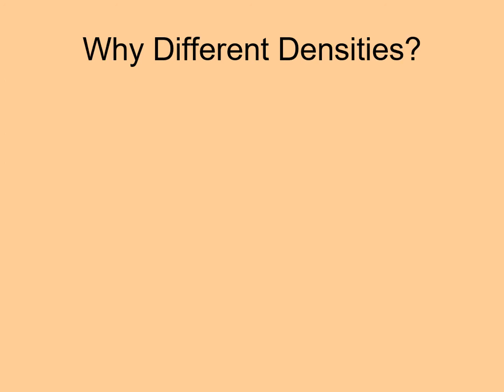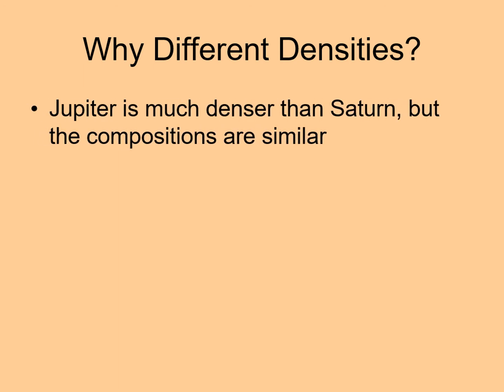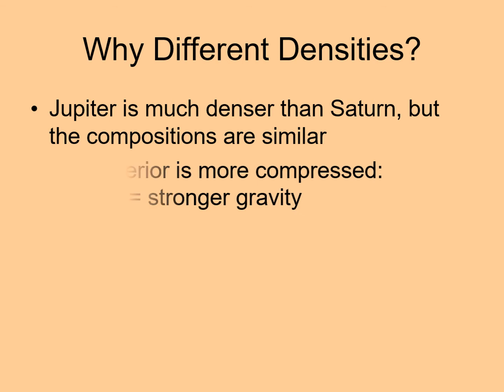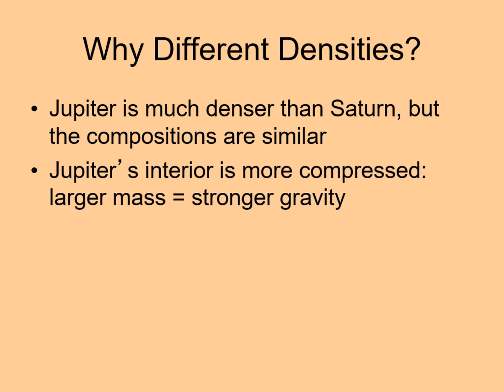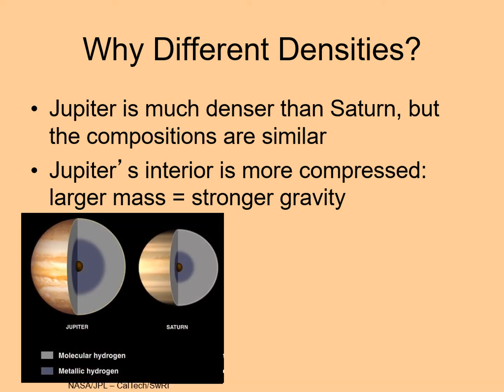Jupiter and Saturn have almost the same composition, but their densities are very different. Jupiter is more than 50% denser than Saturn. Once again, this is a result of compression. Jupiter is almost 3 times the mass of Saturn. This means that Jupiter's gravitational pull is much stronger than Saturn's, so it's able to compress hydrogen much more effectively than Saturn does. We can see this when we compare the interior structures of the two.